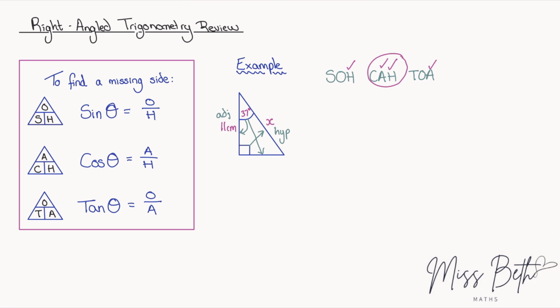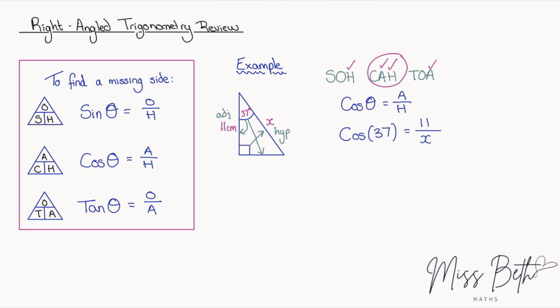So I'm going to copy out my cosine ratio from the left-hand side here. So I know that cosine of the angle is equal to the adjacent over the hypotenuse. Okay, I'm going to substitute in what I know. So I know that the angle is 37, and I have the adjacent, which is 11, and I am going to divide that by the hypotenuse, which here is labeled as x. Okay, so now what we need to do is rearrange to find x, to make x the subject, basically.